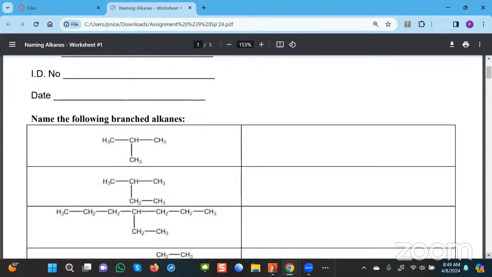So the first part deals with giving you some structures for you to name. And then the second part is where you're given the names and you're asked to draw the structure, which is actually easier when you think of it. So let's get started on the first one, which is very easy. Everybody should be able to do this one based on what we have done today. So what's the name of the first one?